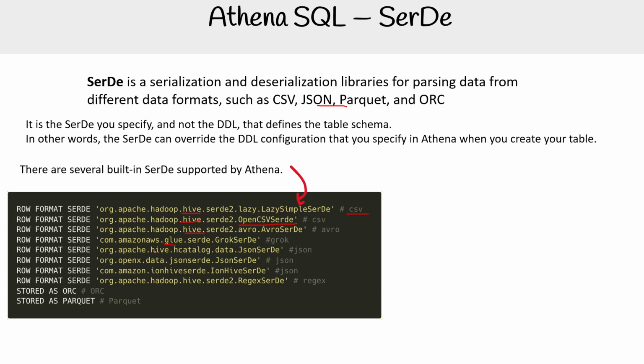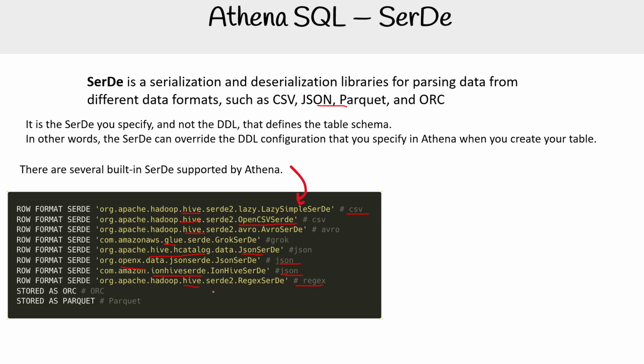Then we have Hive for JSON. So we have that parser. Then we have OpenX's JSON parser. And then we have another one, which is Ion Hive for JSON. So there's 3 different ones for JSON. What's the difference between them? I don't know. I didn't investigate, but I'm sure there's a use case for each of them. Then there's regular expressions. I see this one being used quite a bit. So this comes from Hive as well.